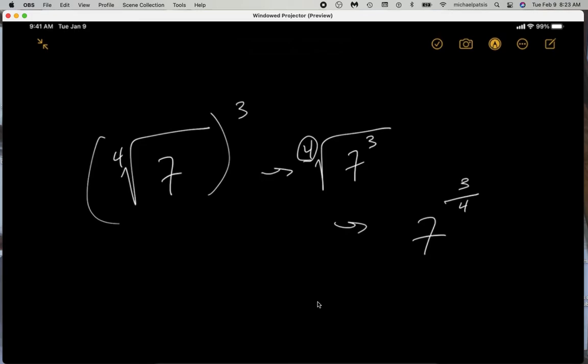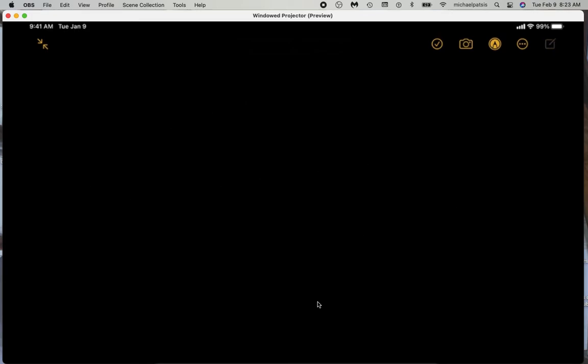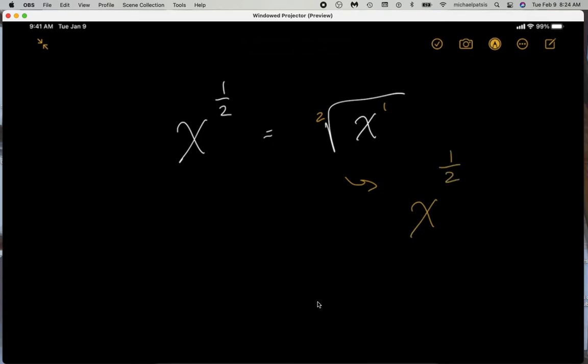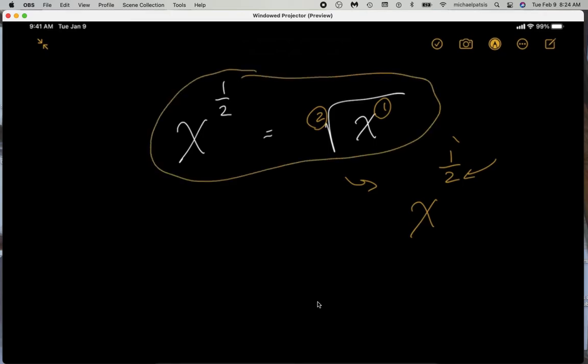Let's talk now. The way to remember that is, all of us pretty much know that x to the 1/2 equals the square root of x. So we know that when we write the square root of x, there's a hidden 2 there and a hidden 1. So therefore, it makes sense that there's your root and it goes in the denominator. Here's your exponent and it goes in the numerator. So if you get a little confused, just remember what we all know, that x to the 1/2 equals the square root of x.